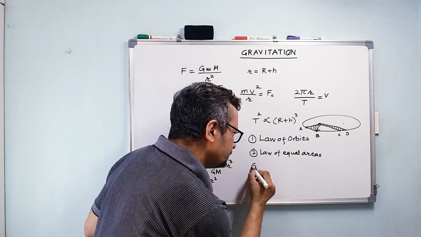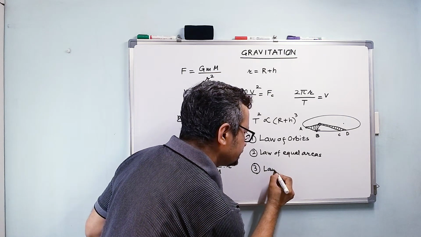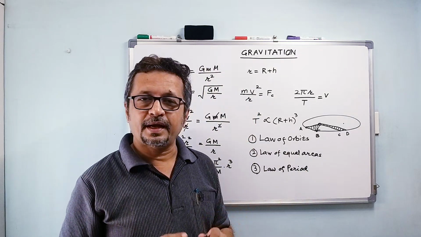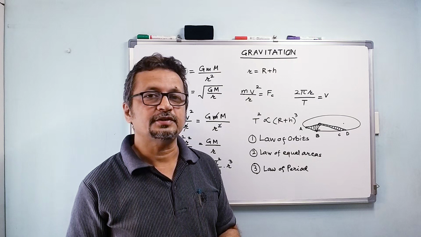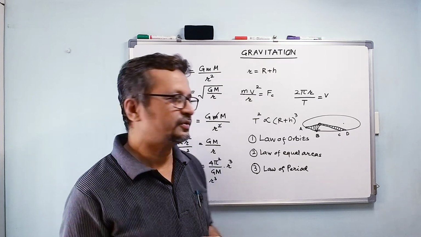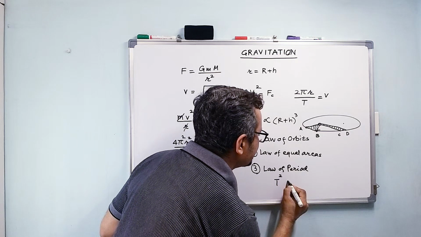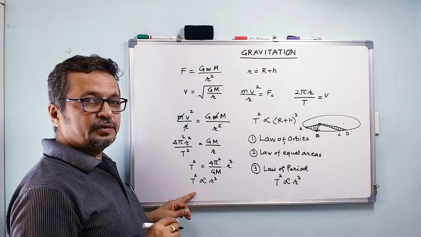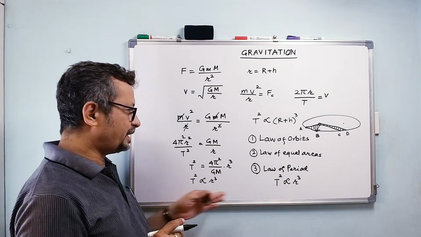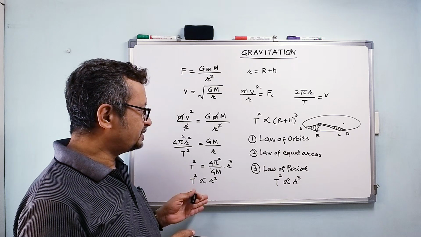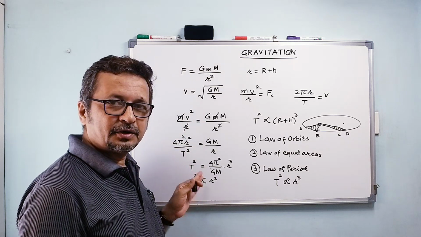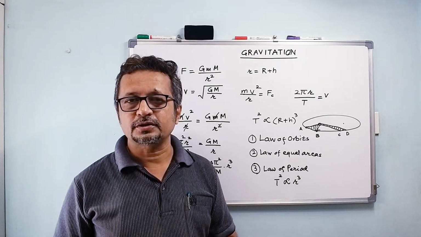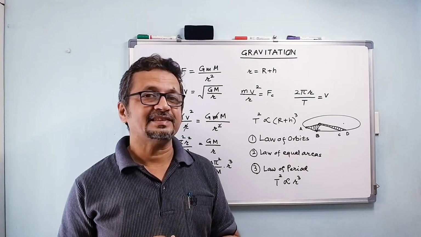Now the third law is the law of periods. Kepler said that the square of the time period is proportional to the cube of the radius of orbit. So he said that t square is proportional to r cube. And is it not something which we found here? So we have already proved that yes, that is a fact. If you put all these things together here, we are getting the same thing. So that was about Kepler's three laws. In the next video, we are going to talk about weightlessness in a satellite.